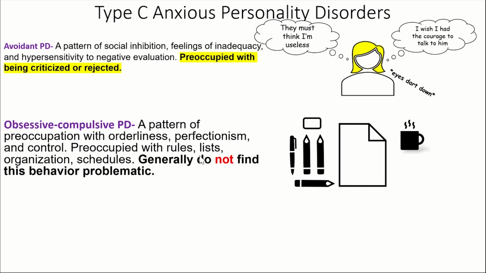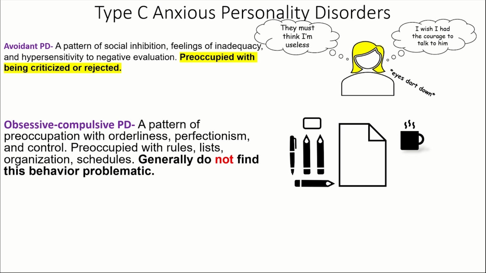All right, obsessive compulsive personality disorder. It's characterized by a pattern of preoccupation with orderliness, perfectionism, and control. They are preoccupied with rules, lists, organization, and schedules. These people often feel the need to micromanage aspects of their friends and family at work or during trips.